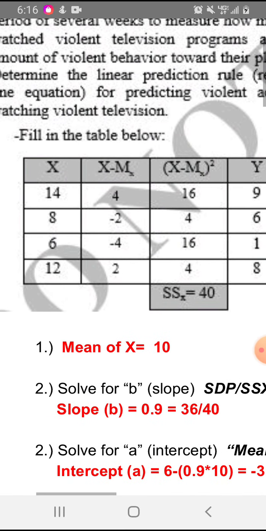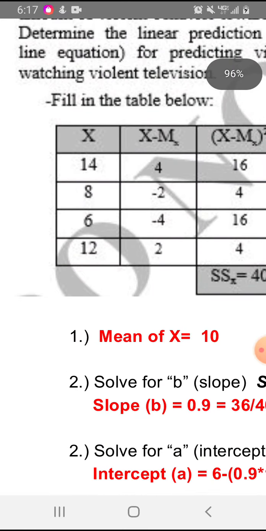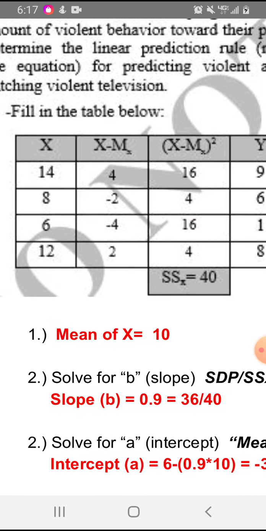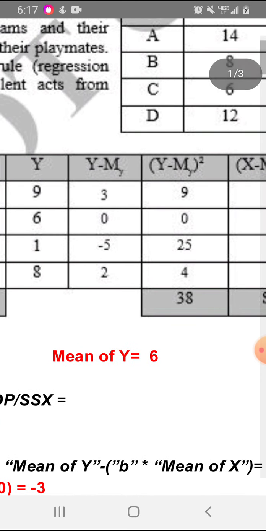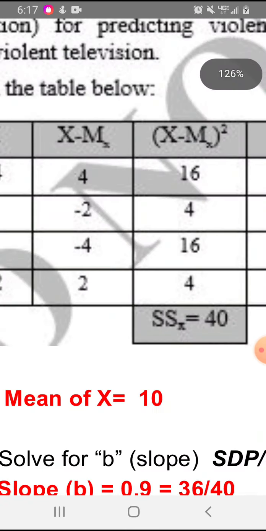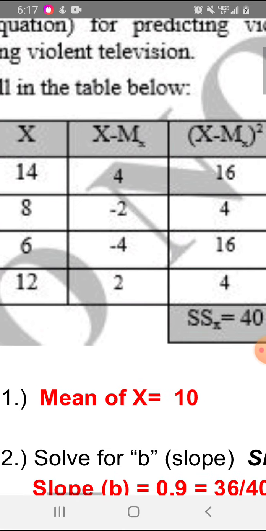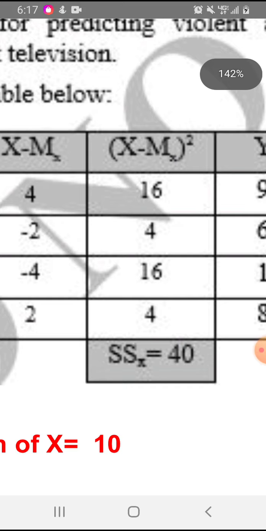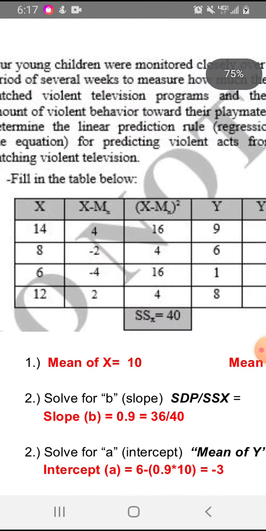You then get the mean of these 4 x variables and 4 y variables. The mean of x equals 10. The mean of y equals 6. You then take all the deviations from the mean and you square the deviations from the mean and you get SSX.